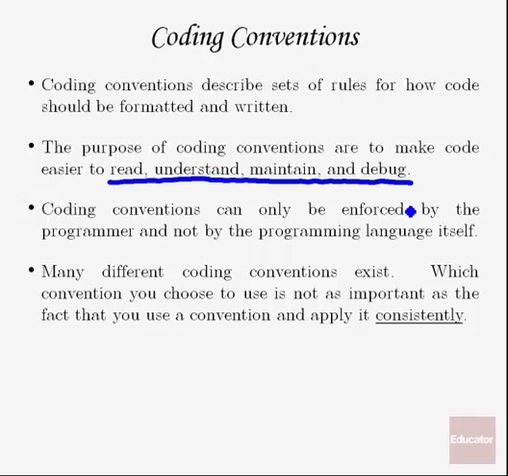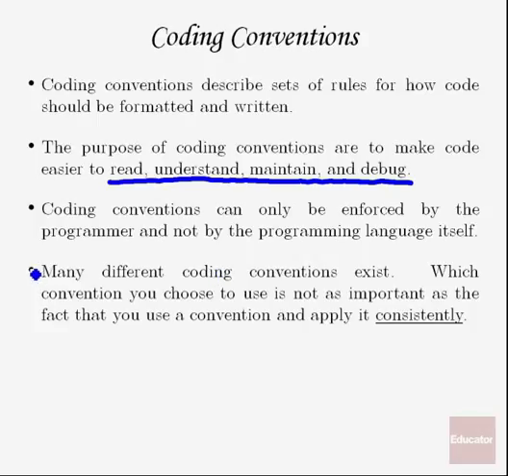So when you go back and look at your code later, if you see 3 echo statements, for example, all on one line, it's a little bit harder to read than if they were on separate lines, and so it makes the code easier to read. And again, coding conventions can only be enforced by the programmer and not the language itself, so it's very important that the programmer make sure to use these rules.